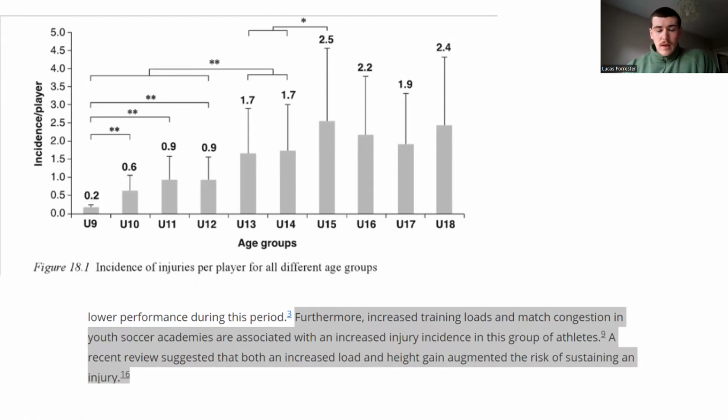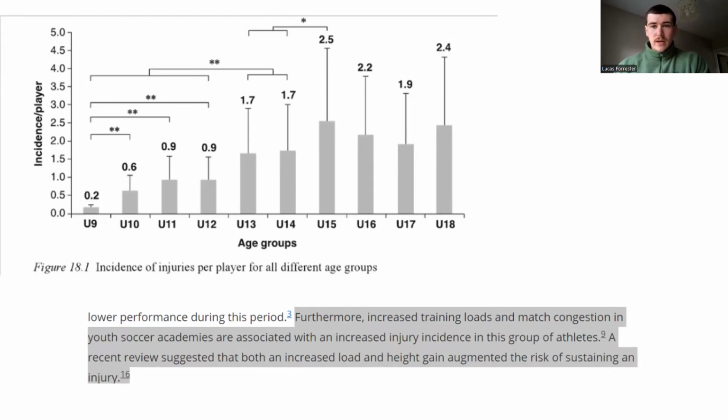Basically, they concluded that during this accelerated period of growth, alongside congested weeks of training and playing, the incidence of injury was increased, and that there needs to be a big focus on managing training load whilst going through this accelerated period of growth. Now, this is a really interesting paper. The only negative is that it only focused on males.